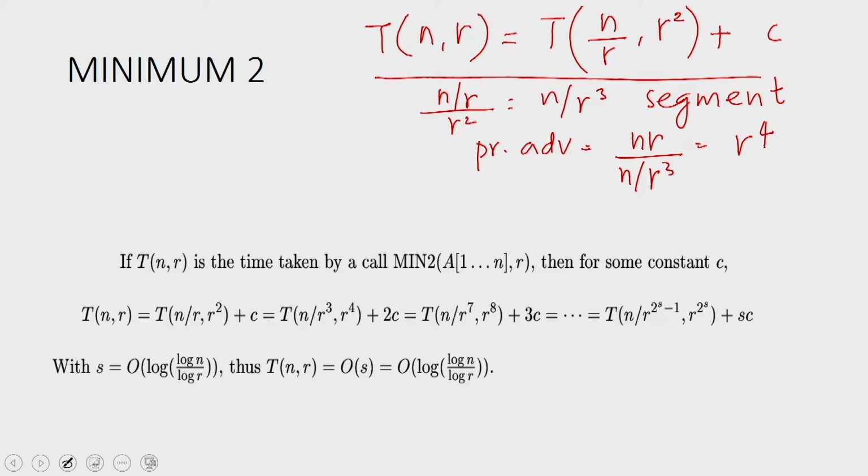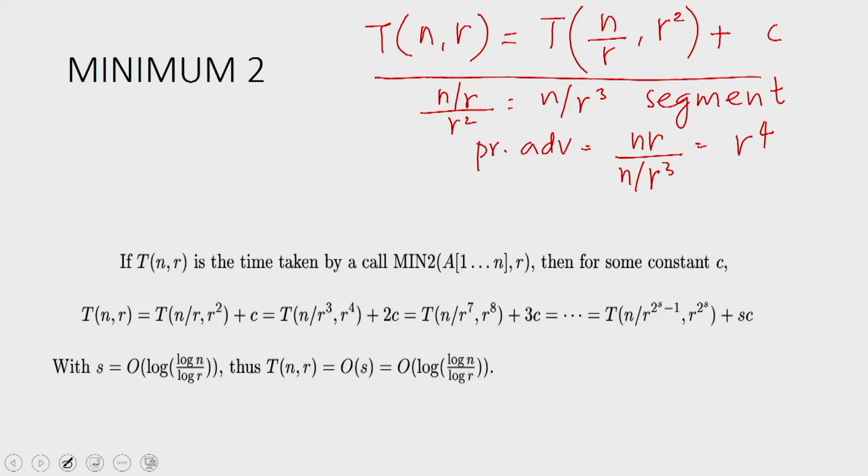Therefore, at the next level of recursion, we would be dividing the remnant array into segments of size r power 4. So, there will be n by r power 7 segments now. Therefore, the next iteration will have a problem instance of size n by r power 7 and therefore, the processor advantage would be r power 8. So, if you continue like this, now the pattern is clear.